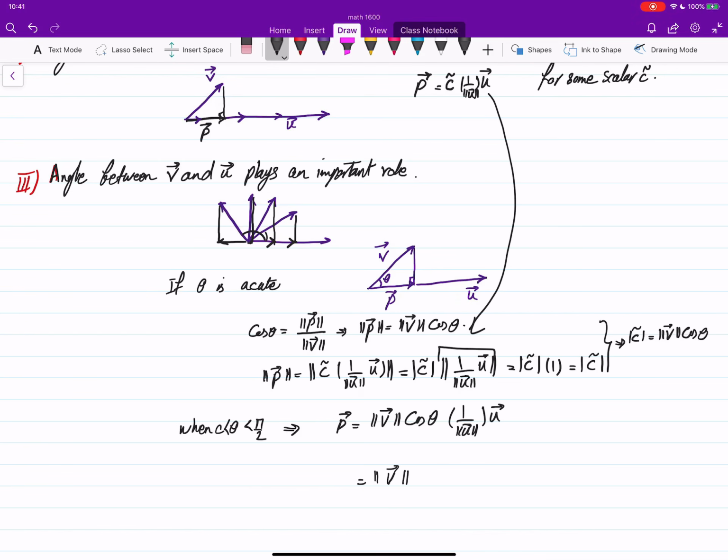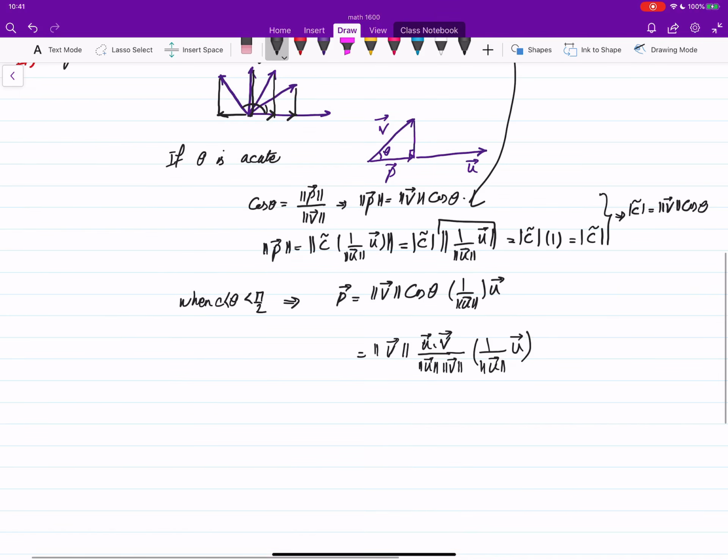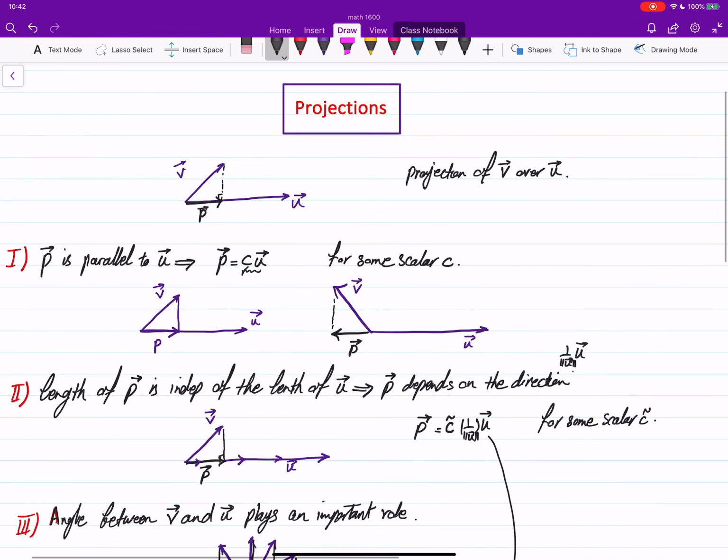cosine theta in terms of U and V. Then times 1 over the length of U times U. See that this cancels with that, and then what we get is U dot V over the length of U times itself, which is squared, times the vector U. So this is a constant multiplied to U. In other words, this is the scalar C that we said exists in part 1.